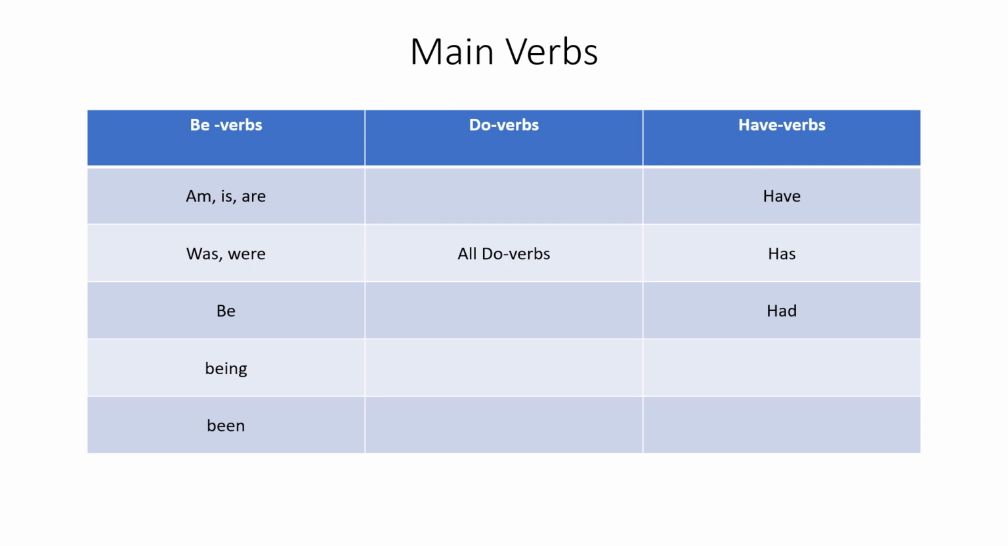So just now we have seen the list of helping verbs. Then what about main verbs? Well, you can see on the screen all be verbs and all do verbs and all have verbs. These three groups again appear as main verbs in sentences.